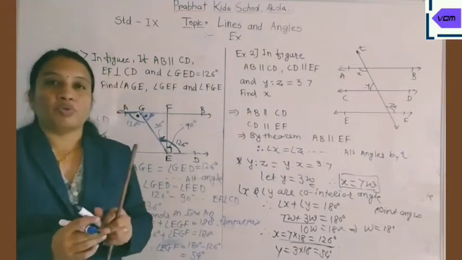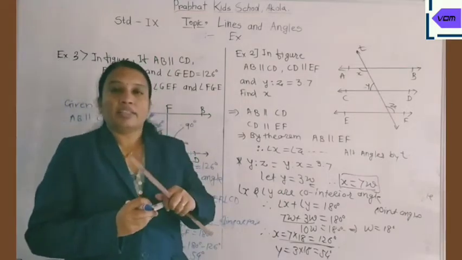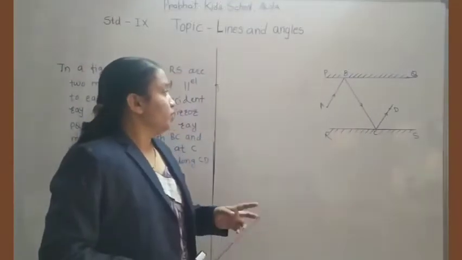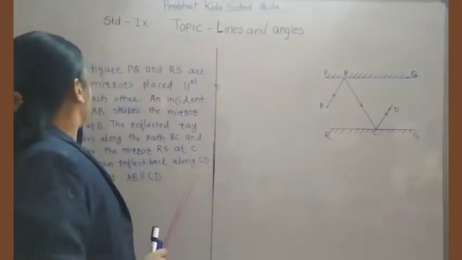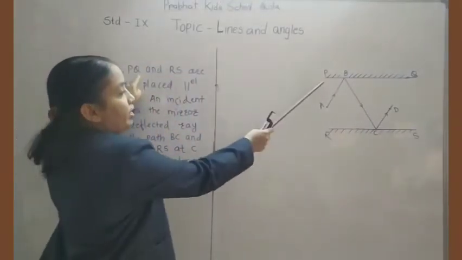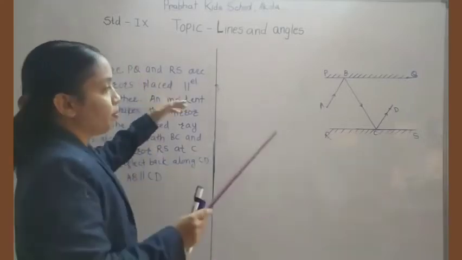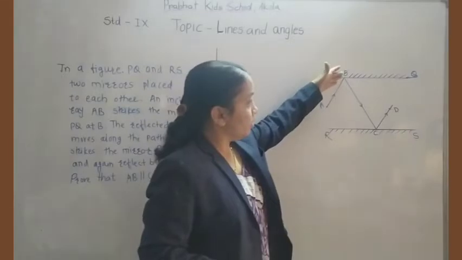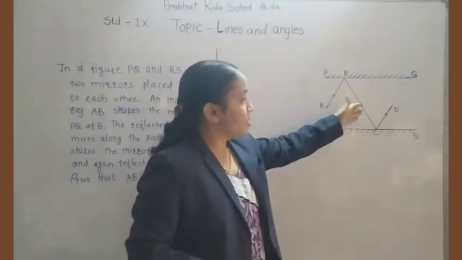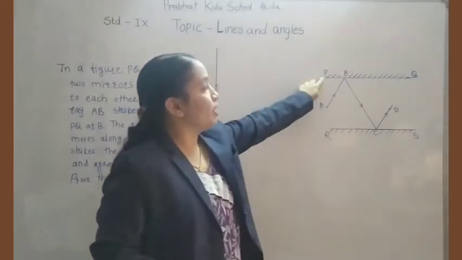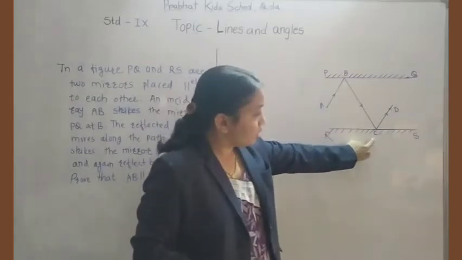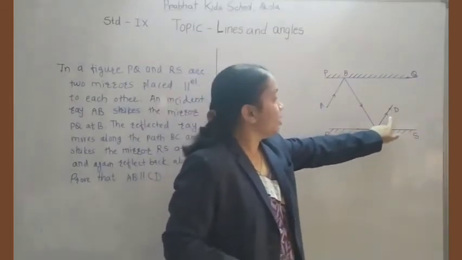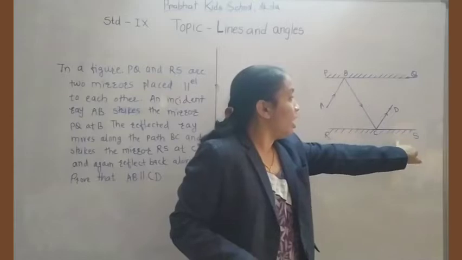For that you have to revise all the theorems. Let us see some more. Let us see one of the most important examples. In the figure, PQ and RS are two mirrors and they are placed as shown. Now AB is the incidence ray and BC is the reflected ray for mirror PQ. Now BC is the incidence ray for RS and CD is the reflected ray for RS.